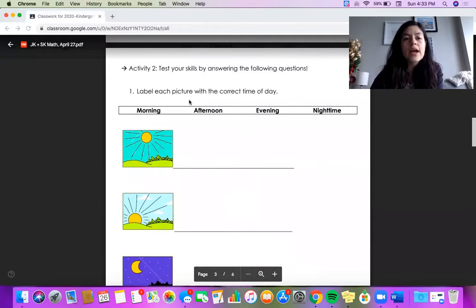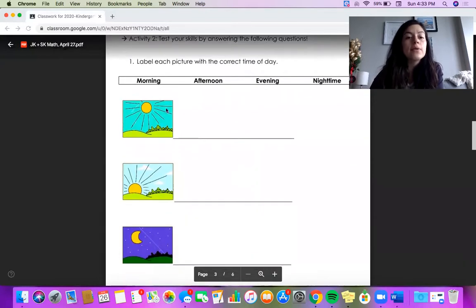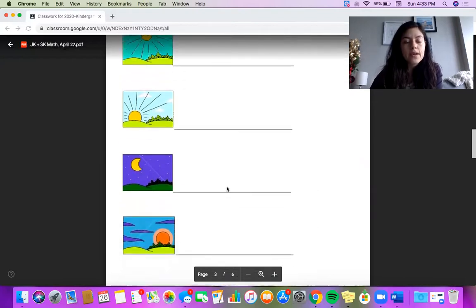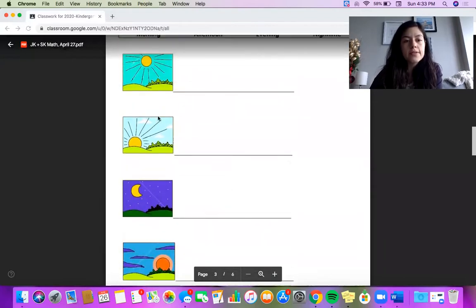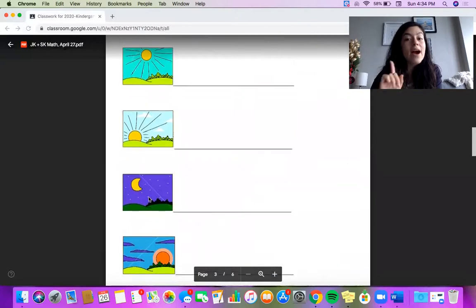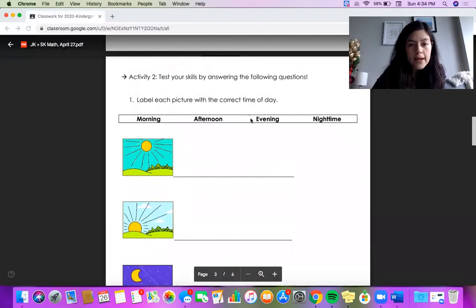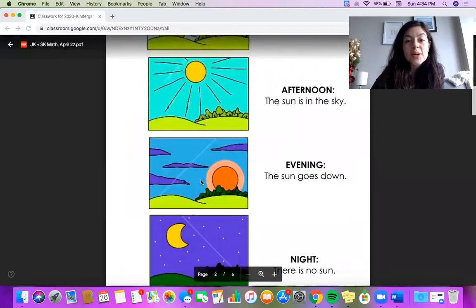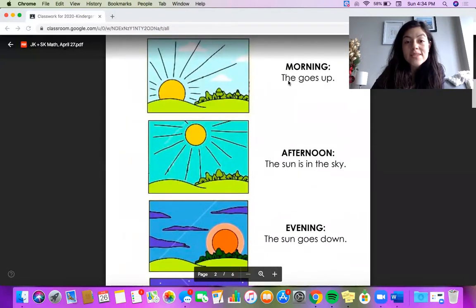For activity 2, it starts off by asking you to label each picture here with the correct time of day. So here you see the pictures, and they are out of order for you. Here is your word bank. The words are morning, afternoon, evening, and nighttime. If you need help, you can always look up here to help you see what each picture means.